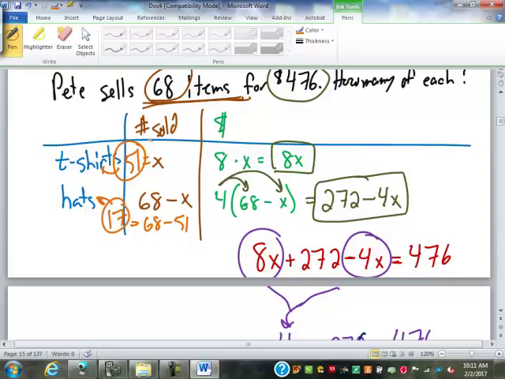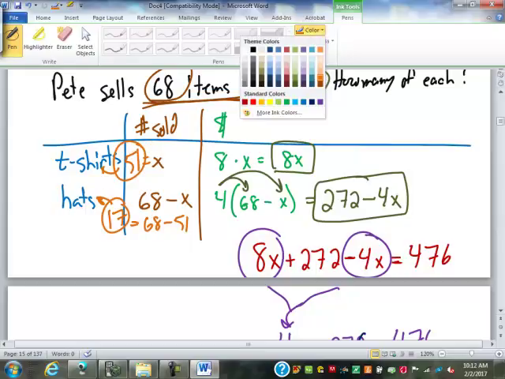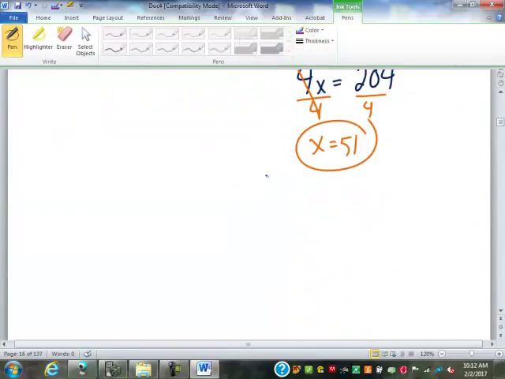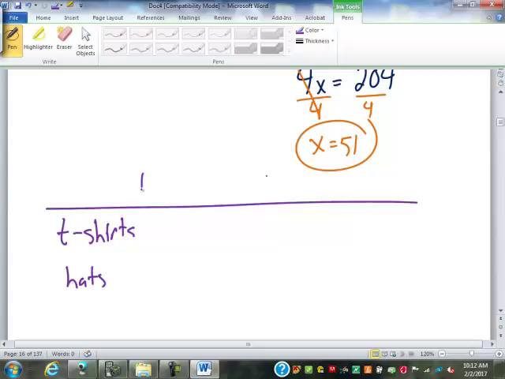Now you might ask, would it make a difference if I'd let x be the number of hats? No, it wouldn't have. The equation would have looked a little different, but we would have solved it and come out with the same numbers. Let me show you what I mean. If I let x be the number of hats sold, the number of t-shirts sold would have then been 68 minus x, right?